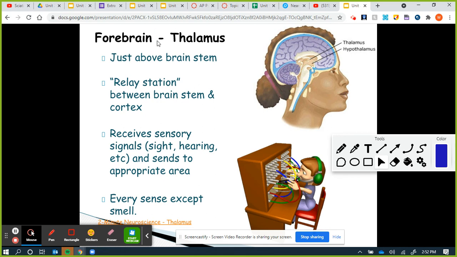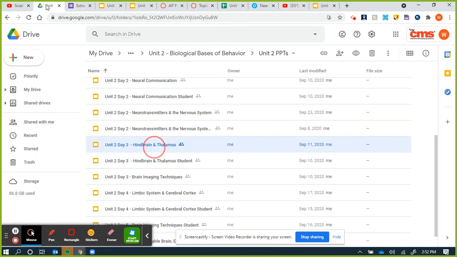All right, probably not going to be able to finish the brain, but we'll get through the limbic system.